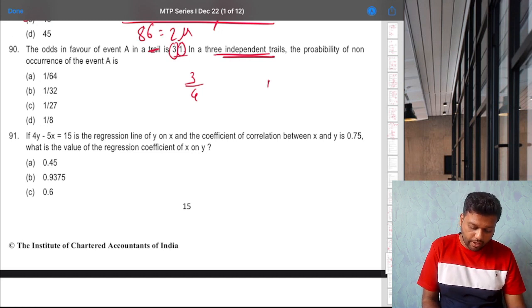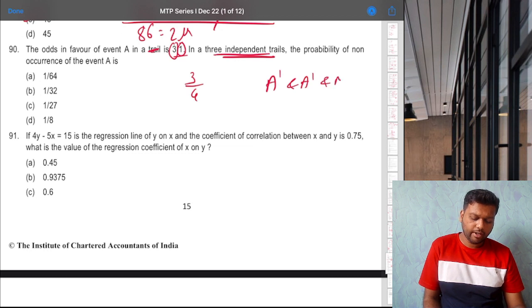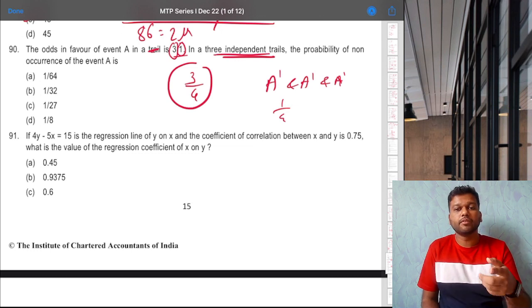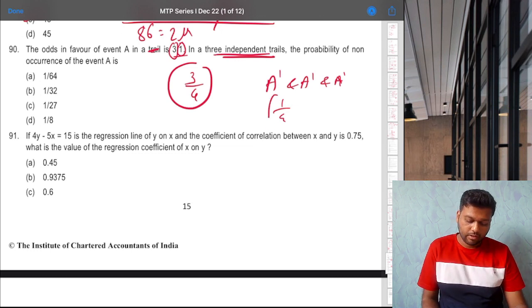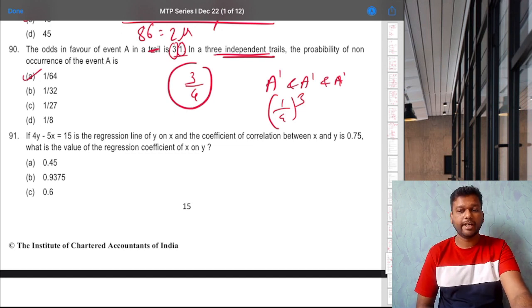Now they are asking, in 3 independent trials, what is probability of non-occurrence of A? That means they are asking not A, A dash, and not A, and not A 3 times, right? So A dash will be what? 1 by 4, and 1 by 4, and 1 by 4. So 1 by 4 into 1 by 4 into 1 by 4, that is 1 by 4 cube, or 1 by 64. Option A is the correct answer for 90.